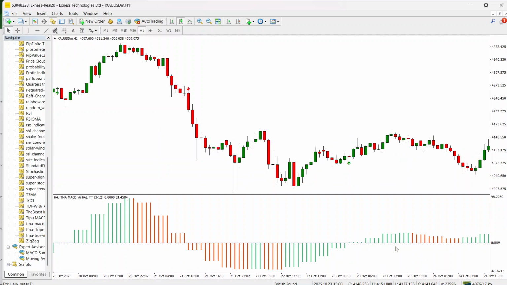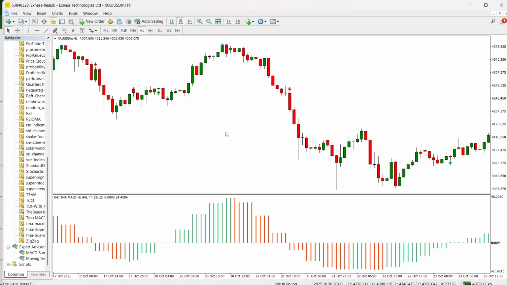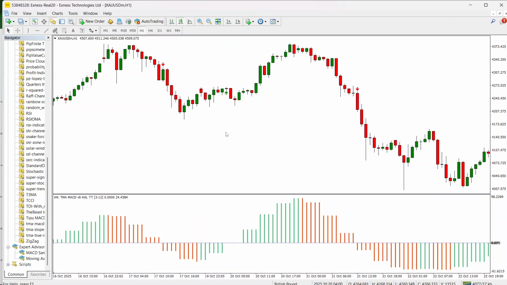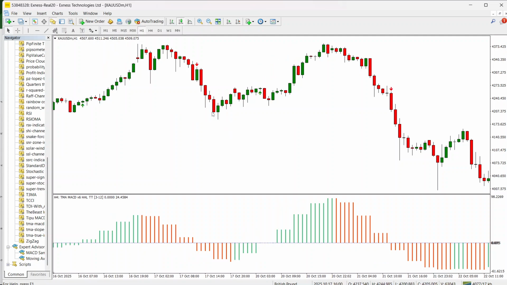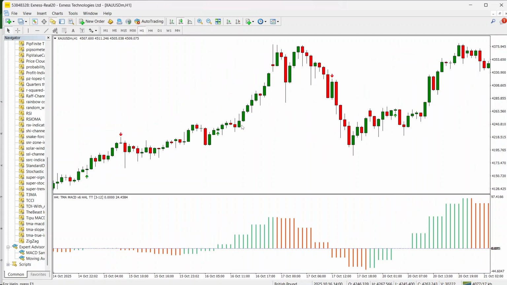The TMA component places more weight on the middle portion of a price series rather than equally weighting all data points, reducing volatility and producing cleaner charts without excessive noise. While the MACD component measures the relationship between two moving averages of price, typically the 12 period and 26 period exponential moving averages, with the histogram visualizing momentum strength by representing the difference.